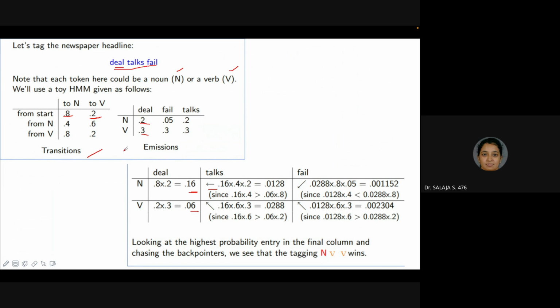So 0.16 with talk. Now you have two options. Talk can be a noun, with noun to noun, or talk can be a verb. So we say 0.16 into, if it is a noun, 0.4 into the emission for talk, which is 0.2. So 0.16 into 0.4 into 0.2. Similarly, if it's a verb, it is 0.6 into 0.3, so 0.16 into 0.6 into 0.3. Where did this 0.6 come from?